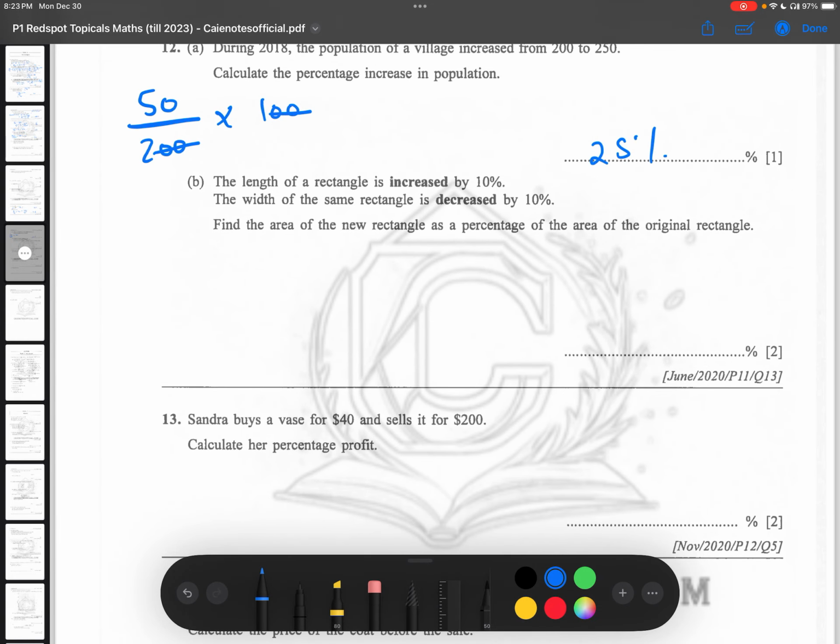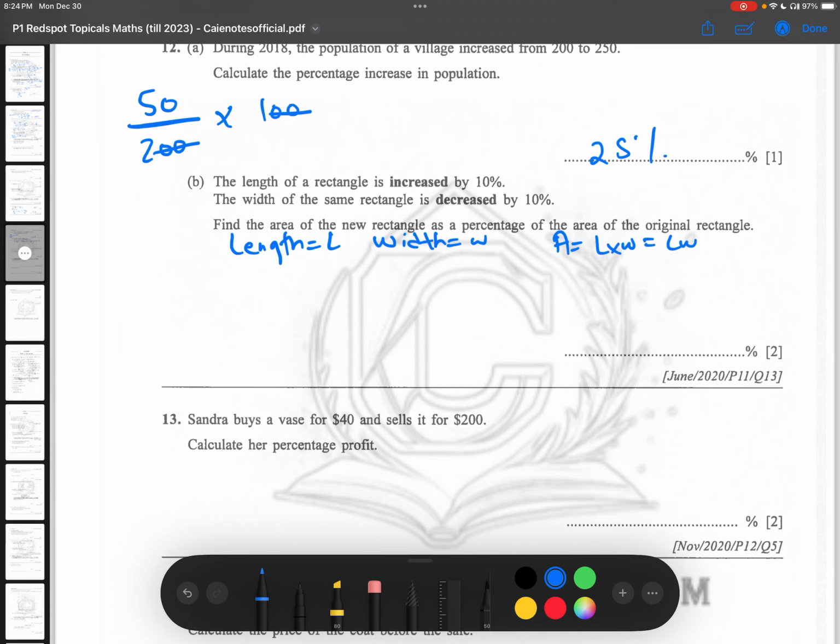Now part B. The length of a rectangle is increased by 10%. The width of the same rectangle is decreased by 10%. Find the area of the new rectangle as a percentage of the area of the original rectangle. So suppose the length of the original rectangle was L and width is W. So their area will be L multiplied by W, equal to LW.